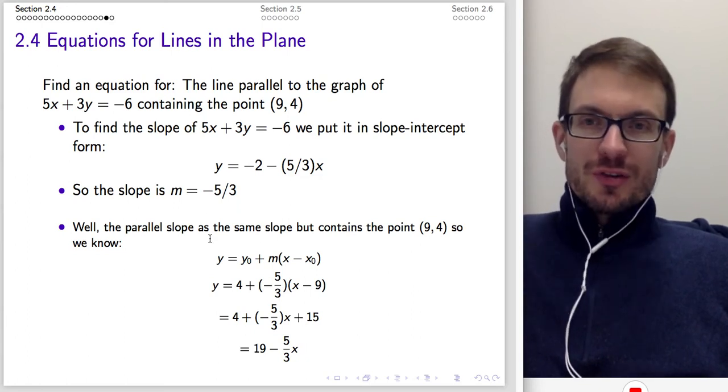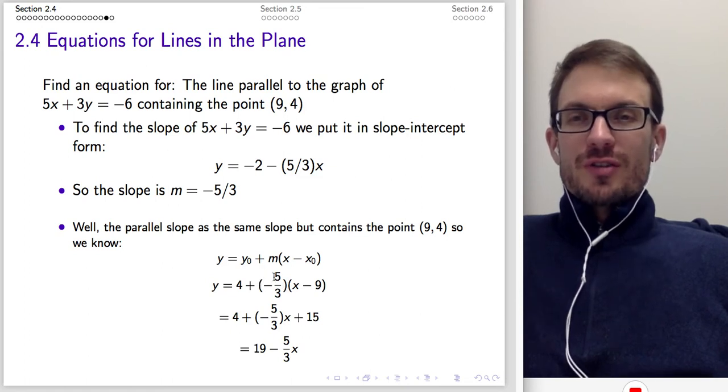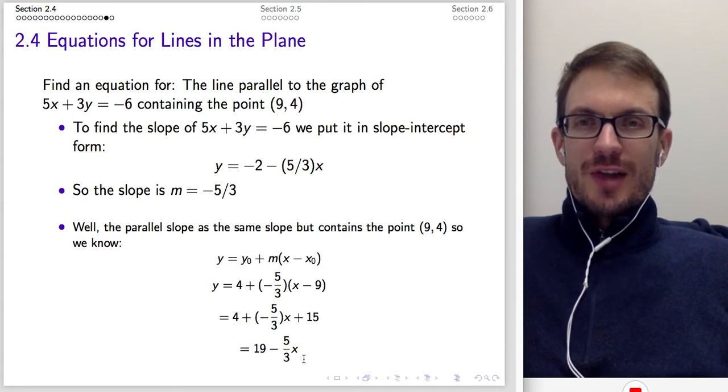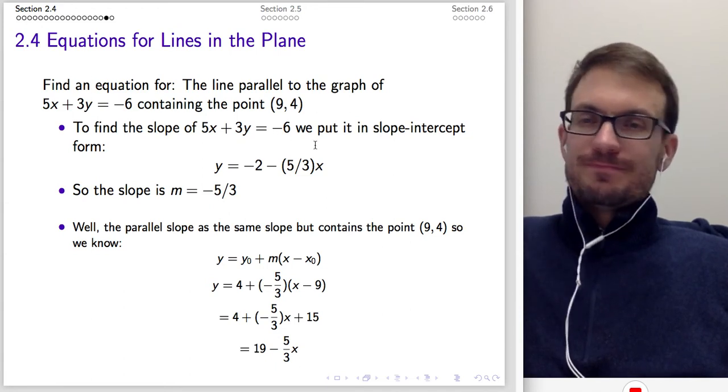So the parallel line has the same slope. We want minus 5/3 as our slope, and then, using slope-intercept form to give us the equation of a line going through the point 9, 4 with a slope of minus 5/3, well, we just evaluate. Simplify down, we'll find y equals 19 minus 5/3 x is a line that's parallel to this one, but it goes through the point 9, 4.